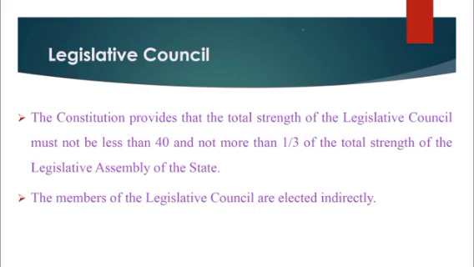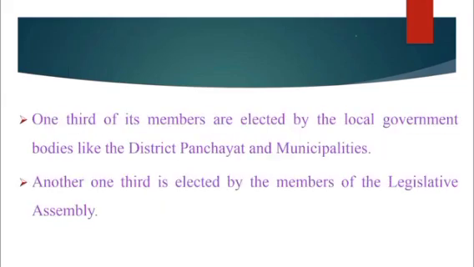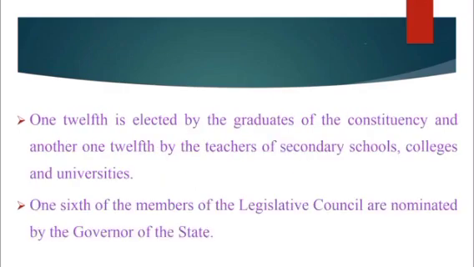The members of the Legislative Council are elected indirectly. So, 1/3 of its members are elected by the local government bodies like the district panchayat and municipalities. Another 1/3 is elected by the members of the Legislative Assembly. Then 1/12 is elected by the graduates of the constituency and another 1/12 by the teachers of secondary schools, colleges and universities. 1/6 of the members of the Legislative Council are nominated by the governor of the state.